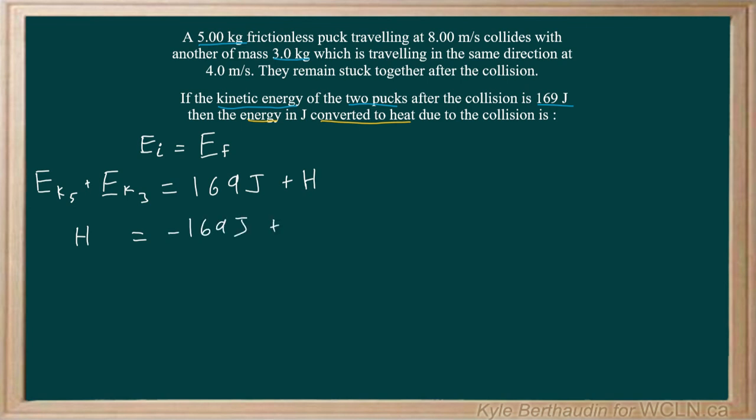And then we have the kinetic energy from the 5 kilogram mass. So 1/2 times 5 kilograms times the speed it's going, which is 8 meters per second squared. And then the kinetic energy of the 3 kilogram mass. So 1/2 times 3 times the speed it's going, which is 4 meters per second squared. Now we simply add all of these up and we'll find the heat energy.